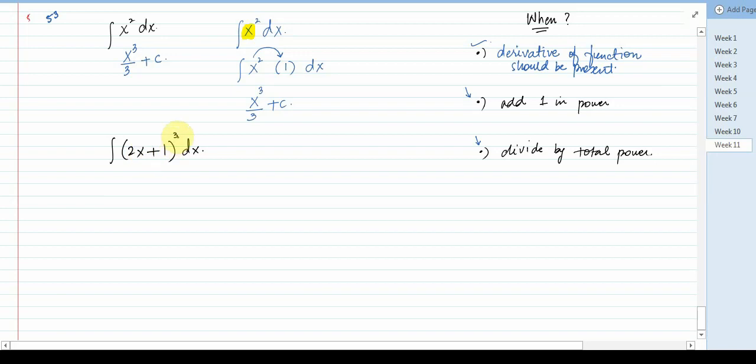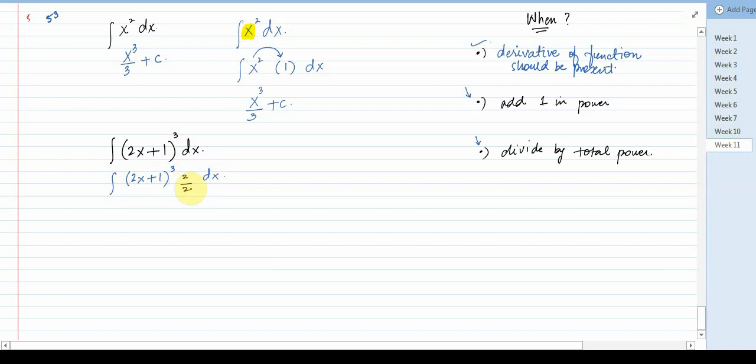Now we cannot add 1 to the power in this scenario. Why? What is the derivative of 2x? The derivative of 2x is 2, right? But can you find 2 here? We don't have 2 present in our question, right? I'm writing the question again. Integral of (2x+1) power 3 dx. The derivative of my function is 2 and 2 is not present. So what we are going to do, we need to multiply and divide it by 2.